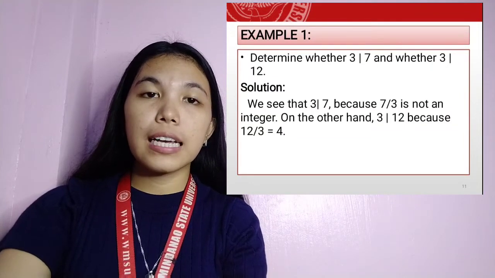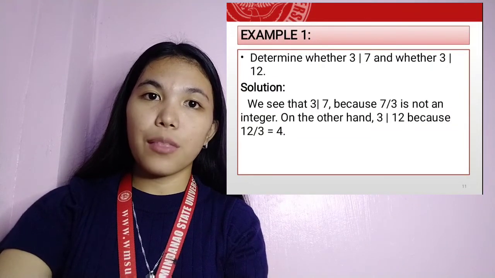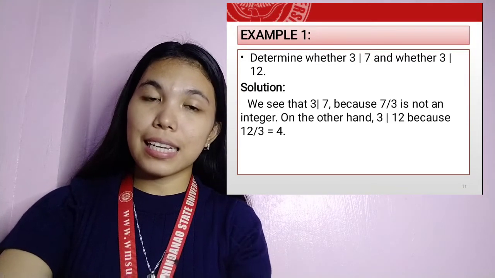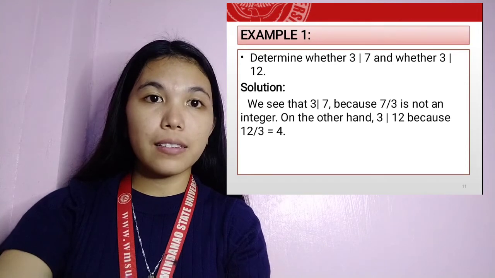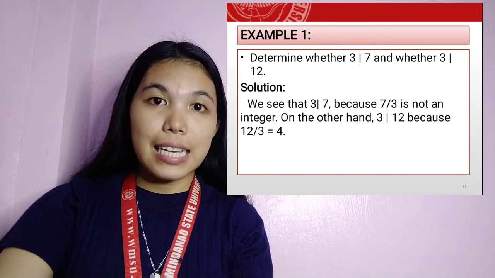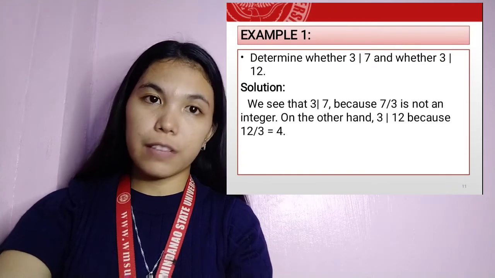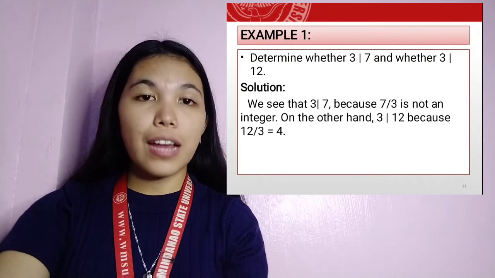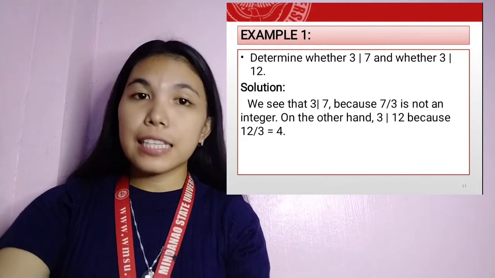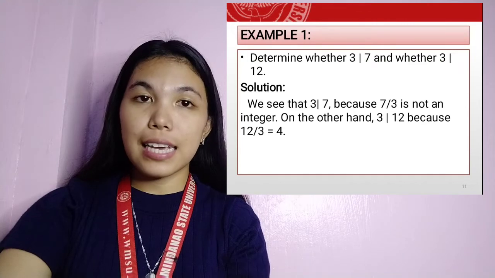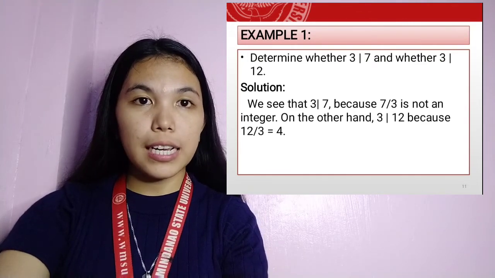So we have an example. Determine whether 3 divides 7 and whether 3 divides 12. We see that 3 does not divide 7 because 7 divided by 3 is not an integer; it results in a decimal or fraction form. On the other hand, 3 divides 12 because 12 divided by 3 is 4, which is a whole number and it is an integer.